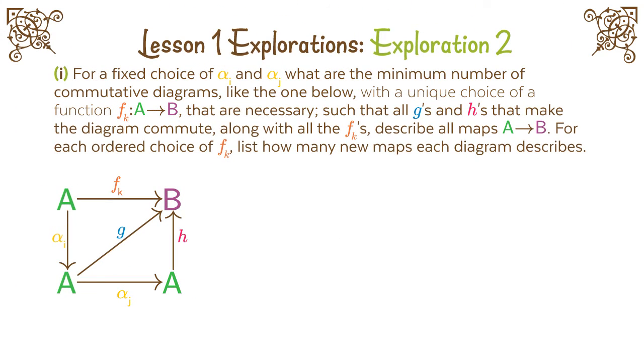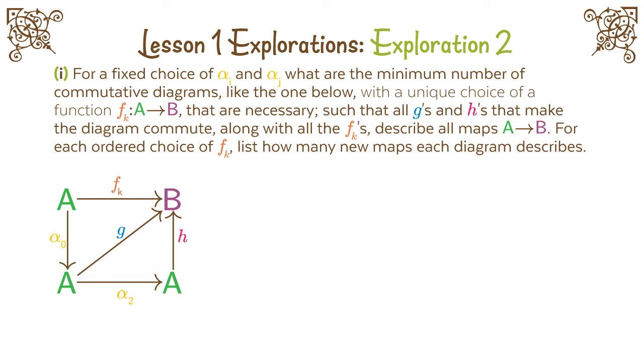So now part I should be obvious. We are looking for a fixed choice of alpha I and alpha j so that we can vary fk, and for each unique choice of fk, there will be unique g's and unique h's such that the diagram commutes, and all the solutions for all the choices of fk describe all the maps A to B. So we know immediately that alpha j can't be either alpha 0 or alpha 1, because we can't compose anything of either of these maps on the right to yield a new map. So alpha j must be alpha 2. Then alpha I can be either alpha 0 or alpha 1.